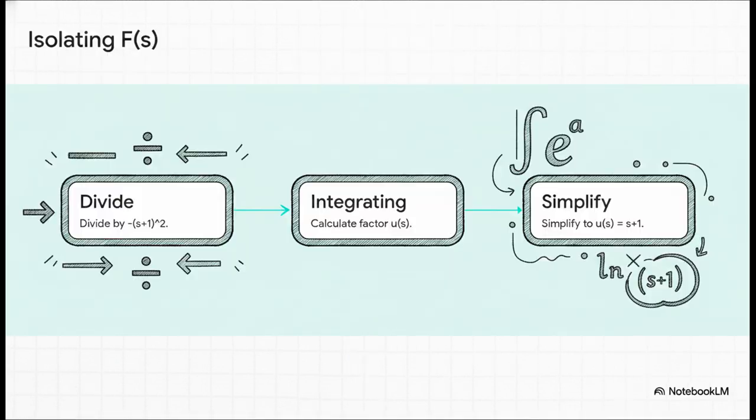So to get standard form, we divide out that leading term sitting in front of f prime of s. We need that coefficient to be exactly 1. Once we do that, we set up our integrating factor, mu of s, by taking the exponential of the integral of our f of s coefficient. And the math here is honestly just elegant. The exponential and natural log cancel each other right out, simplifying beautifully to just s plus 1.